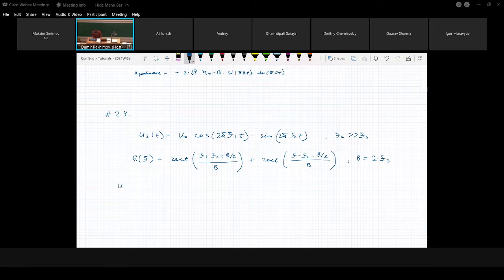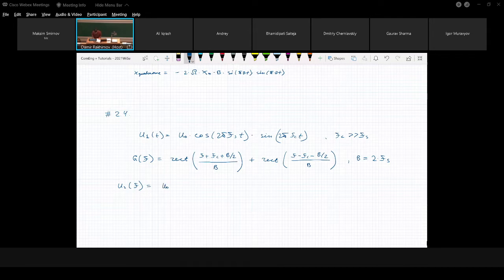Let's try to do this, and convert our signal from the time domain to the frequency domain. How can we do this? We have cosine times sine, so we have a product of two functions, and when we go to the frequency domain, the product converts to a convolution. So instead of a product, we have a convolution of two Fourier transforms, for cosine and sine separately. Let's try to write it.